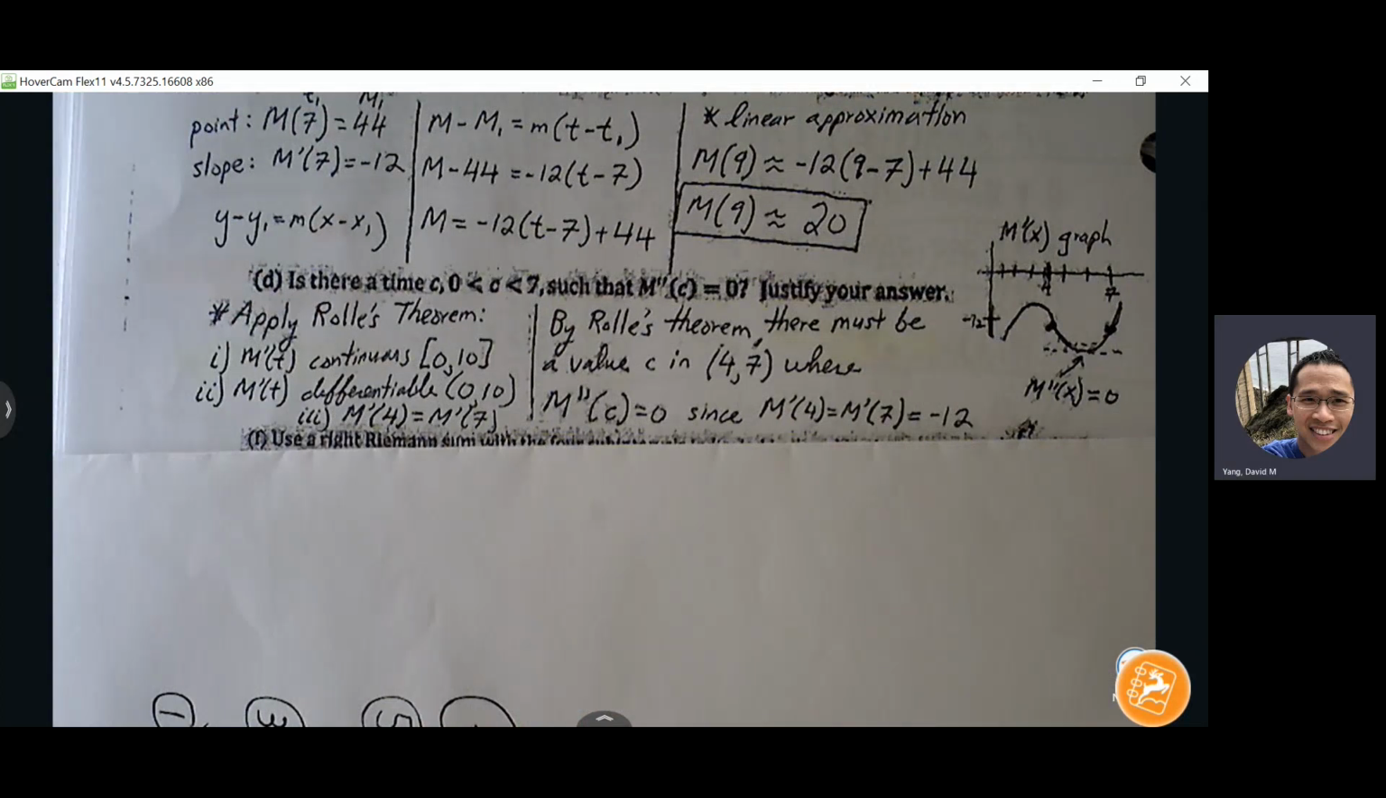Okay, so we want to state all the conditions. We know m prime is continuous on the closed interval with brackets. We know m prime is differentiable. And imagine this is the m prime graph. If I have negative 12 and negative 12, the only way to connect it is that it's got to have a slope 0 somewhere between, and that's going to guarantee my m double prime being 0.